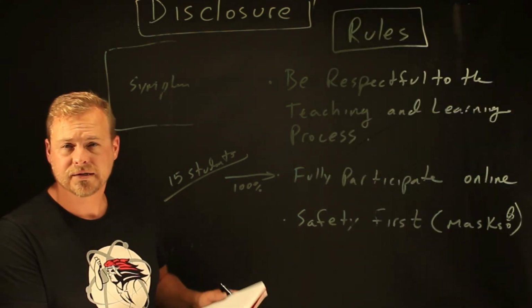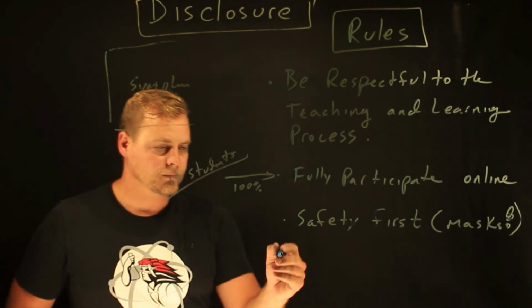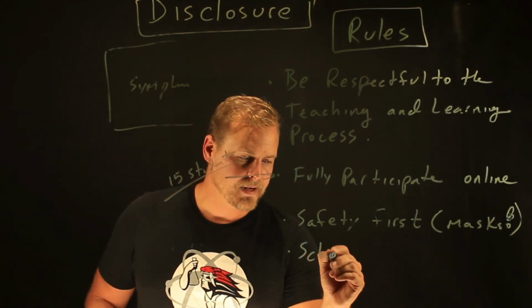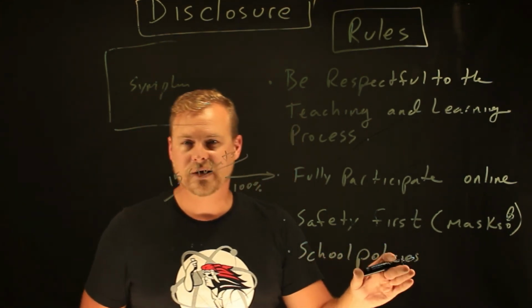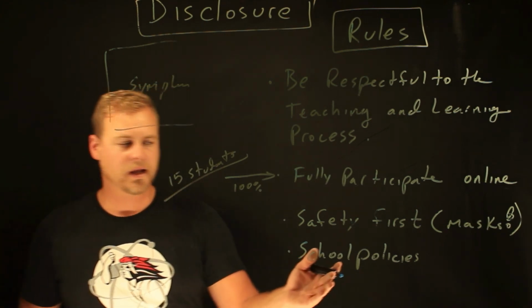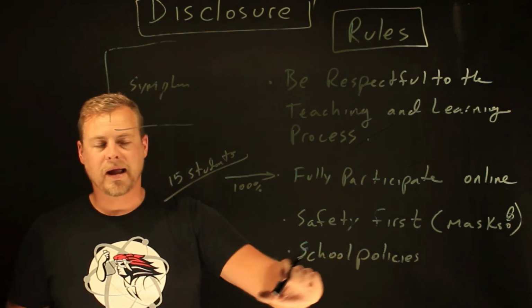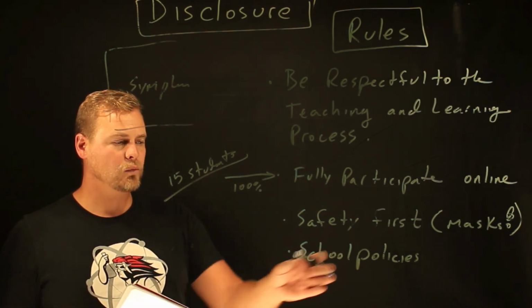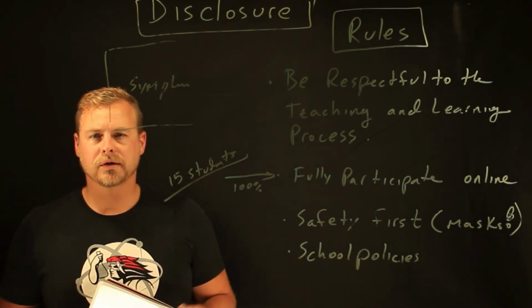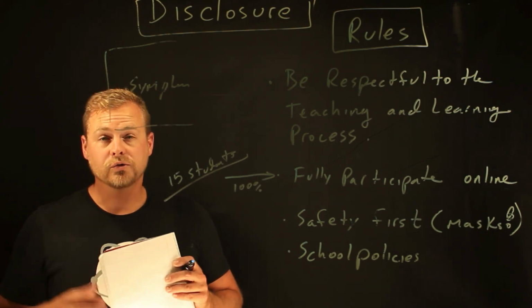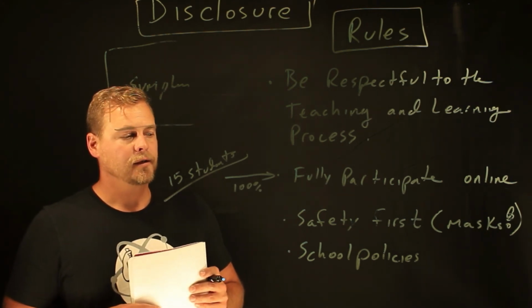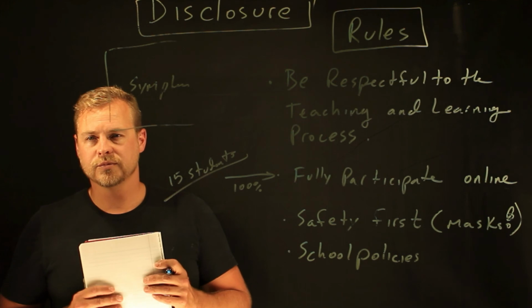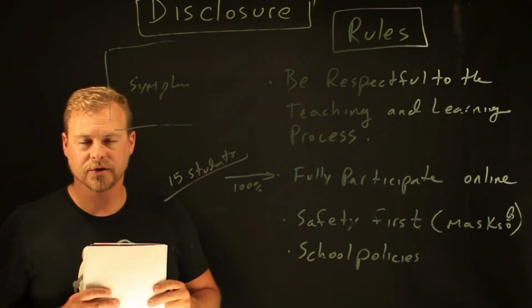The school policies, which are listed in the planner, you know, things like dress codes, what you can and can't bring to school. You're going to have to go through that in your planner. And then once you go through that, you can get back online, take my disclosure quiz, and that'll suffice as our signature, as our parent signature.